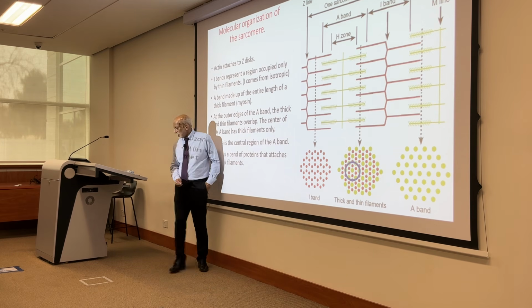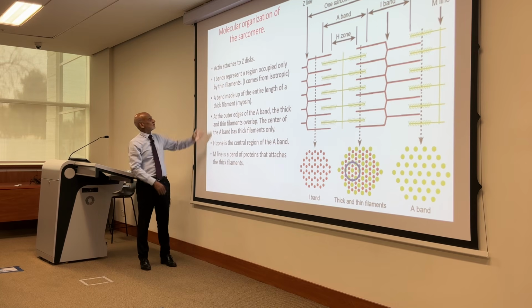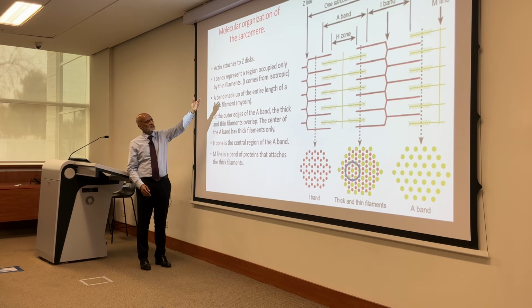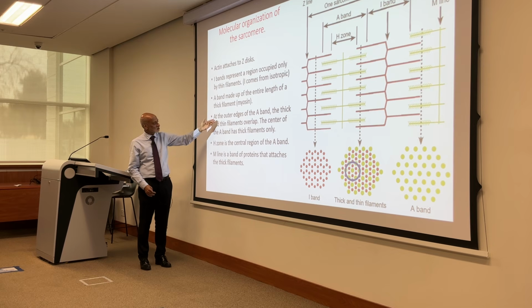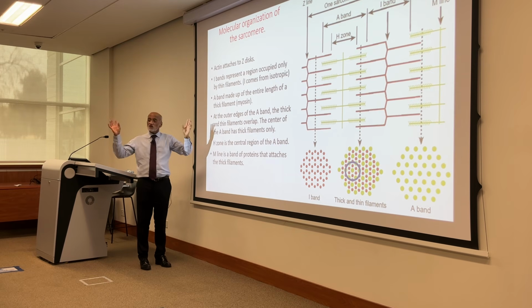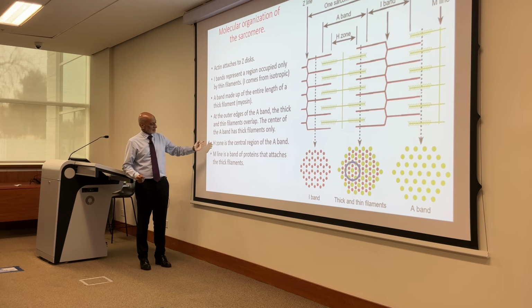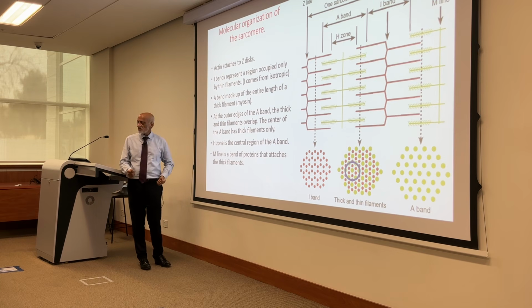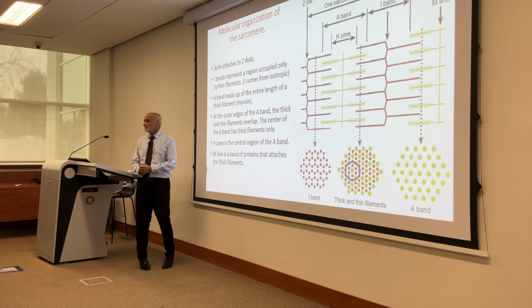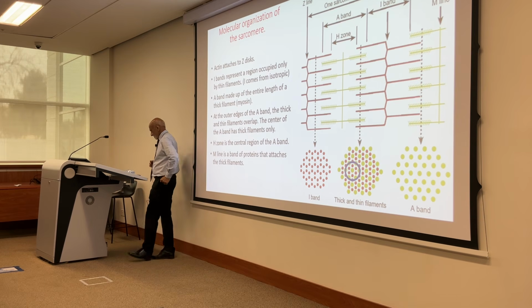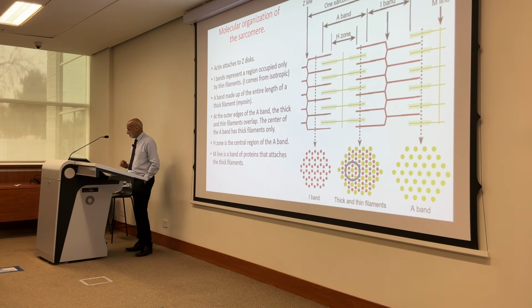I wrote the same thing down for you. Again, actin attaches to the Z disc. The I band represents where you have the actin only. The A band is the entire length of the myosin. At the edges of the A band is where you have the overlap or the cross bridges. The H zone is in the central region of the A band, and the M line is a protein band in the center of the myosin molecule.